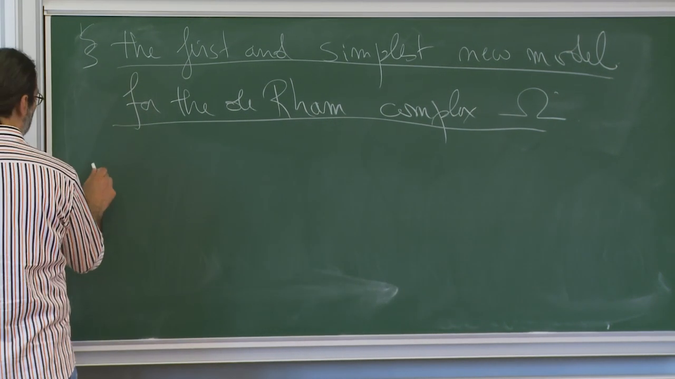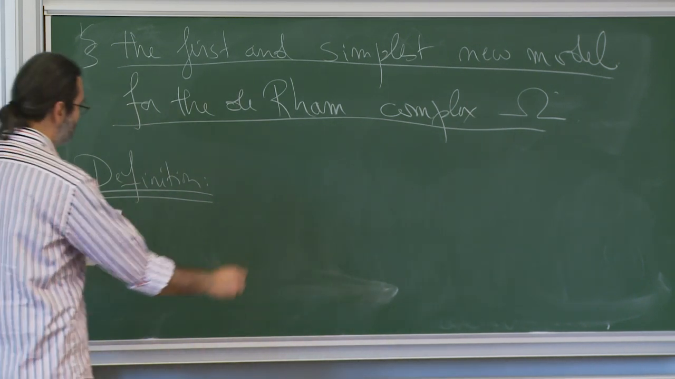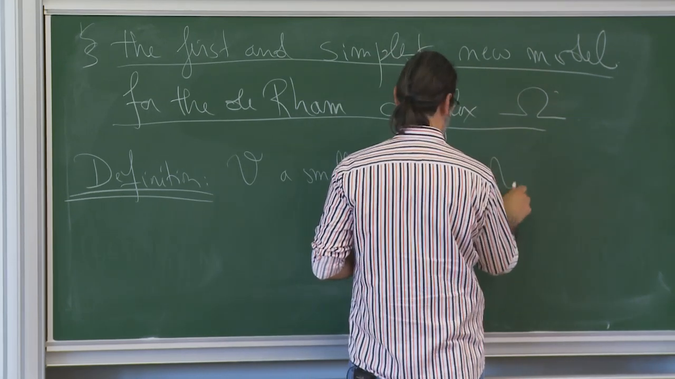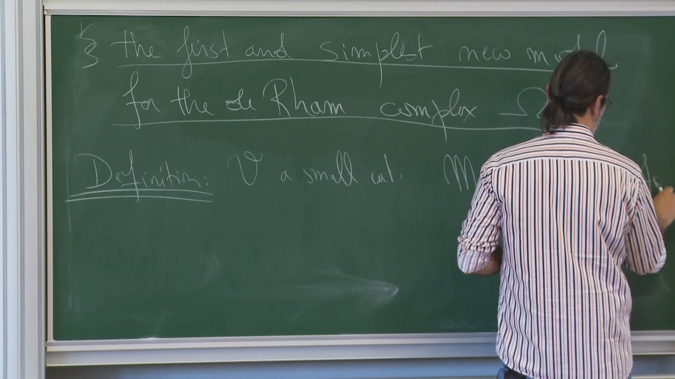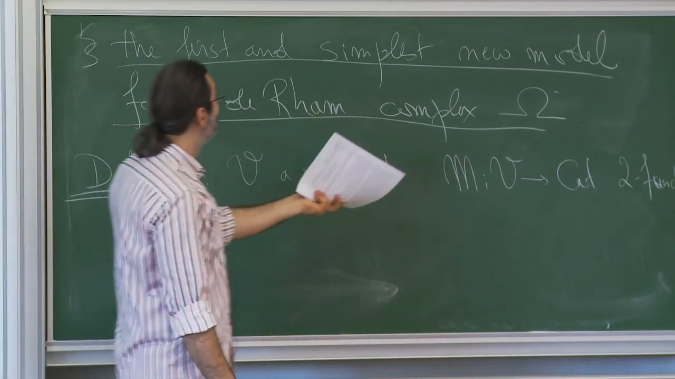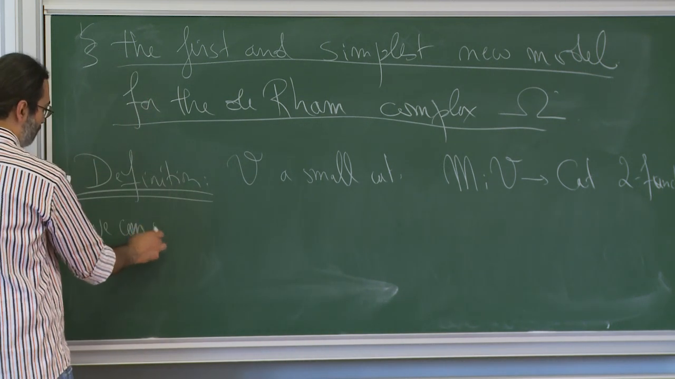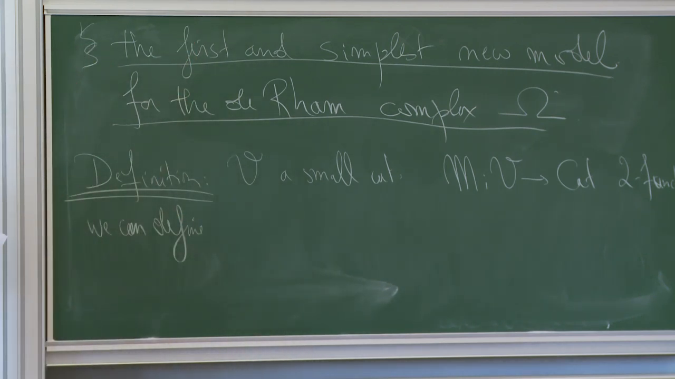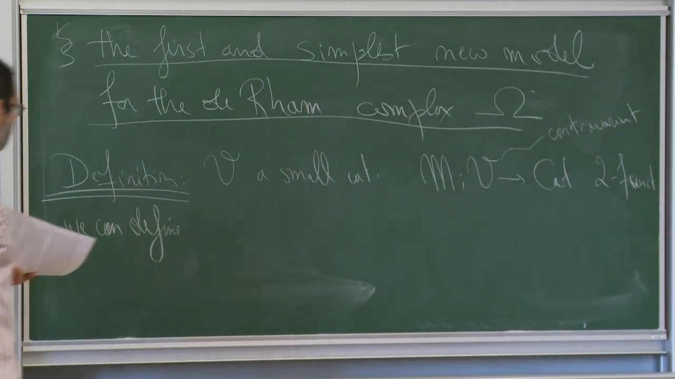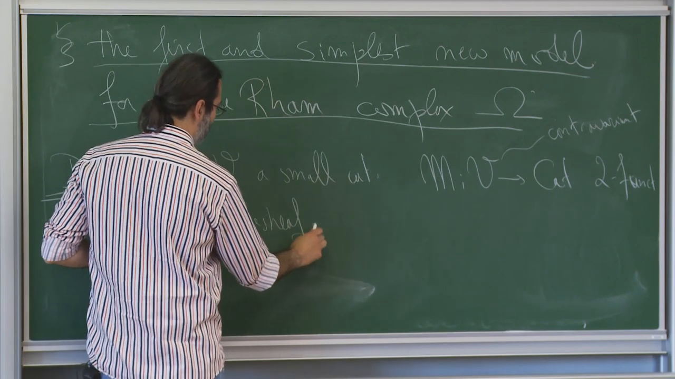Here's the idea. Let me give one more general definition, just practical for us. Let's assume that you have V, a small category, and some two-functor M, like this one. So V could be this Grothendieck construction, and M could be this MIC composed with M plus. And I want this also to be contravariant. So we can define a presheaf on V with values in N.